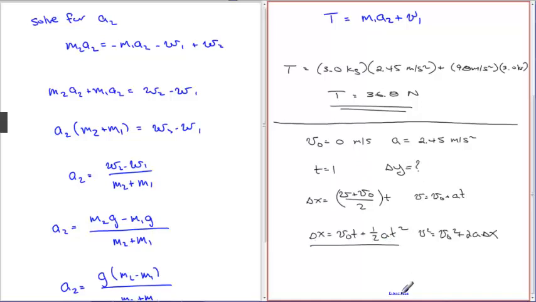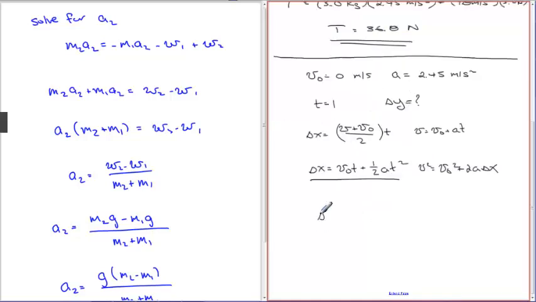So let's say delta y is equal to v0, which is 0 meters per second, times the time, which is 1 second, plus 1/2 times the acceleration, which is 2.45 meters per second squared, times the time squared, 1 second squared. And so this goes to 0. You can see the units are still meters per second times seconds. Here we have meters per second squared times second squared, so we get meters.